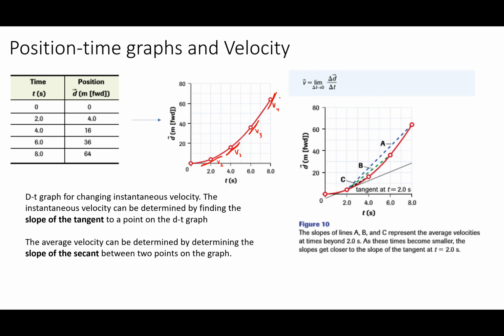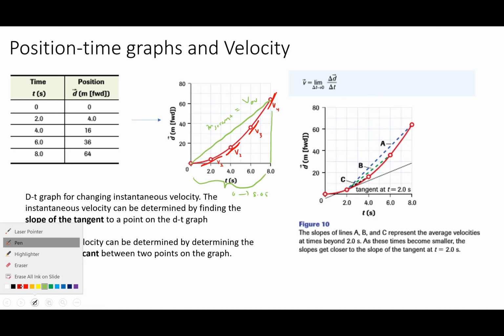The average velocity is basically demonstrated by drawing a secant, which I'll draw in green. Let's say we want to look at the average velocity between this time interval, between 0 and 8 seconds. Then you would draw a secant between this point and this point, and you would find the slope of the secant. So the slope of the secant would give you the average velocity, but the slope of the tangents would give you the instantaneous velocity. You can notice that the average velocity is supposed to be the average of the instantaneous velocities if you wanted to calculate it accurately.